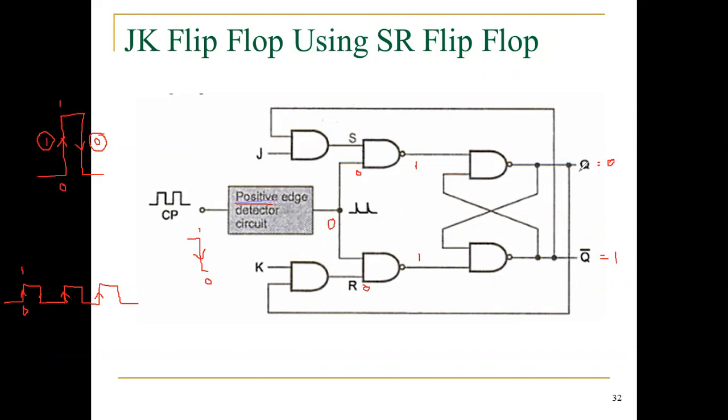We will check it once again. Since this output is equal to 0 in the previous state, one of the inputs of this gate is equal to 0. That makes this 1. So here 1. All the inputs of this gate are equal to 0. Hence it is 0, 1.